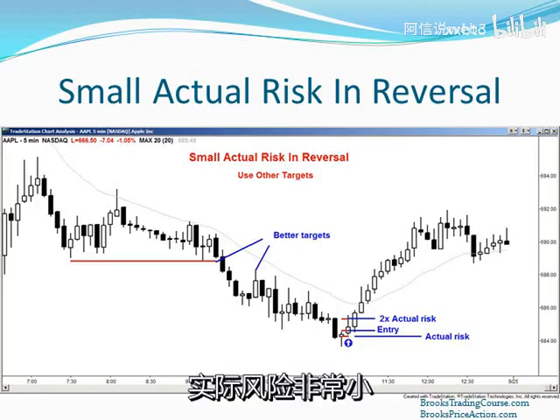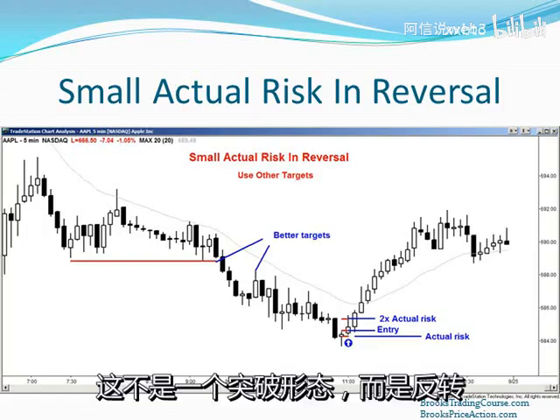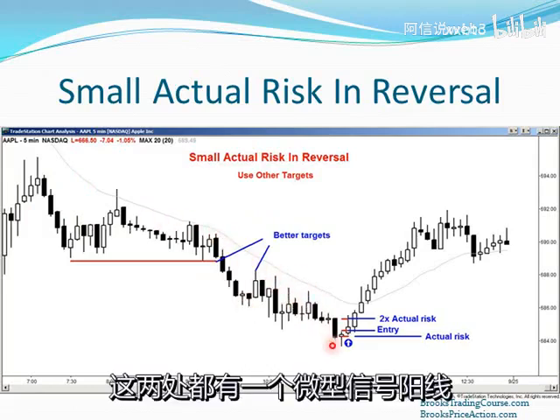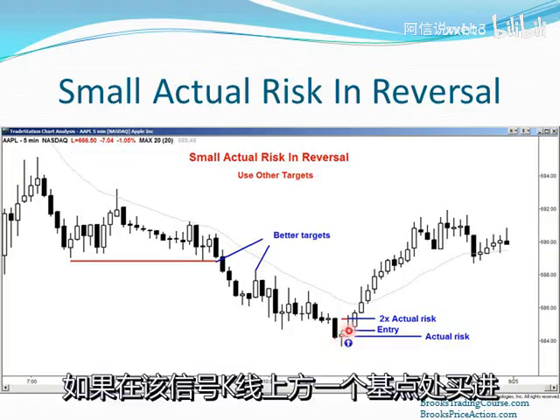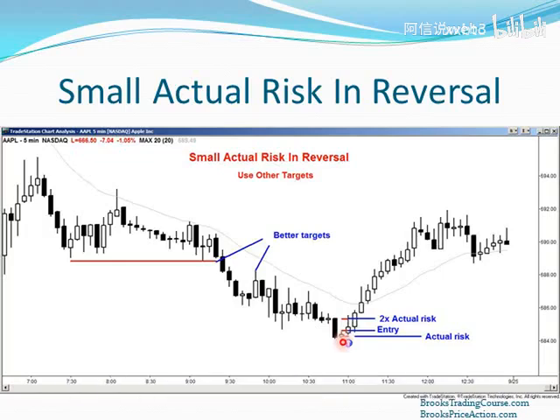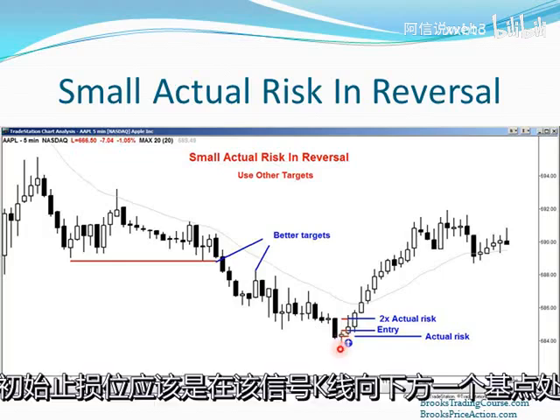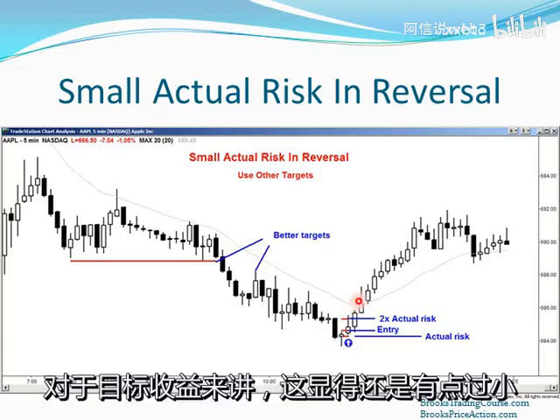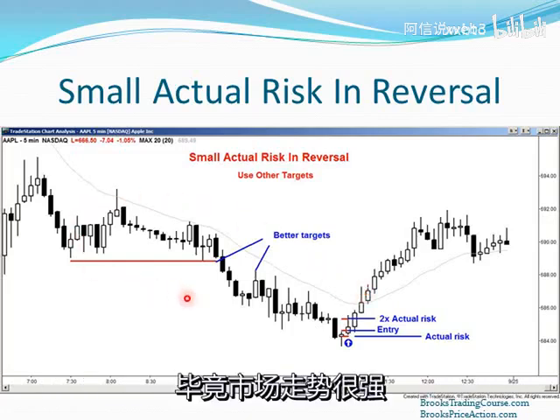Here's another example where the actual risk is small, but instead of in a breakout, this is in a reversal. The market's trying to put in a bottom, a trending trading range day, an upper range, a lower range. You can argue final flag here, possible final flag here. In any case, you have a small bull signal bar for your setup, and if you bought 1 tick above the high of this signal bar, your initial stop might be below its low. 2 times your initial risk would have been right around here or so, and that's probably still too small a profit target given the way this market looks.